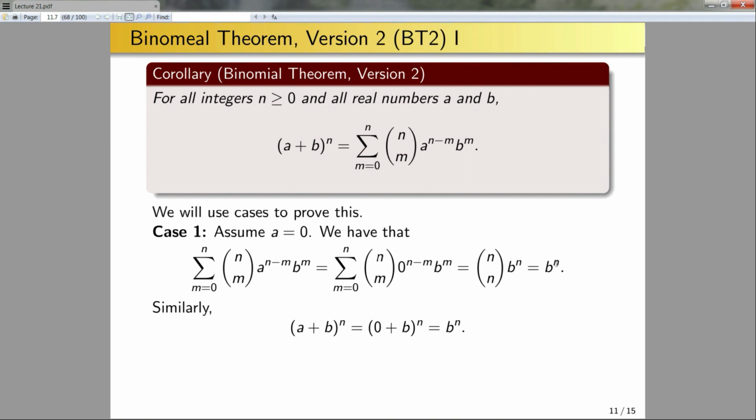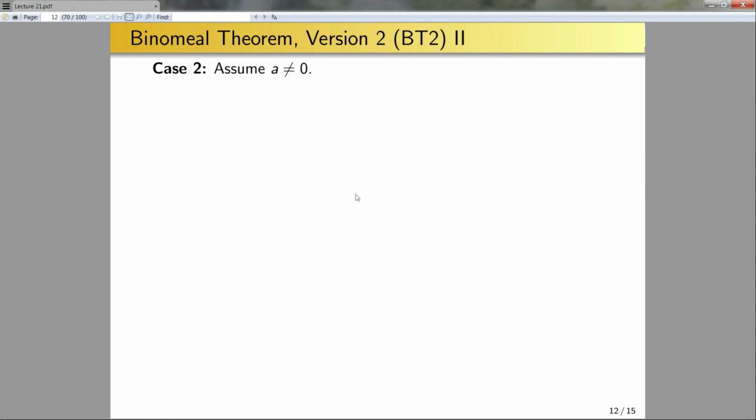So b to the n is equal to b to the n, and it holds for this case. Okay, so next, if my first case was a is equal to 0, and I'm only considering two cases, what would my second case be? Well, a is not 0. So if a is not equal to 0, what can I do?